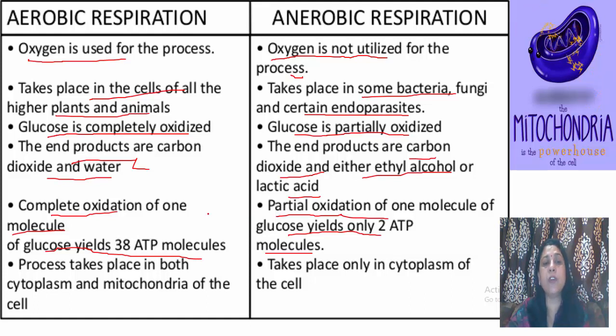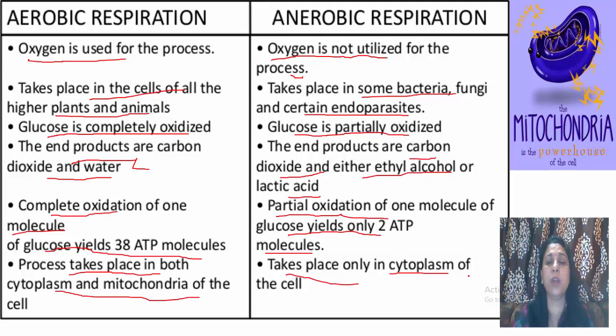ATP is adenosine triphosphate, which is known as the energy currency of the cell. So in aerobic respiration, 38 ATP molecules of energy are produced, whereas in anaerobic respiration, a considerably low amount of energy is produced, which is only 2 ATP. Aerobic respiration takes place both in the cytoplasm and mitochondria of the cell, whereas anaerobic respiration takes place only in the cytoplasm of the cell. So these are the differences between aerobic respiration and anaerobic respiration.